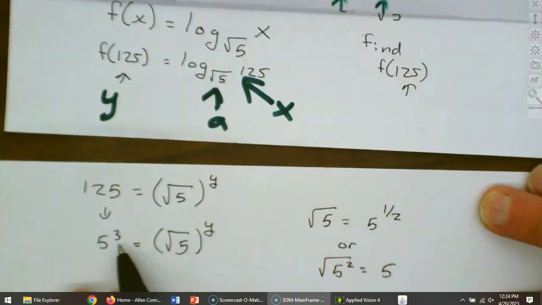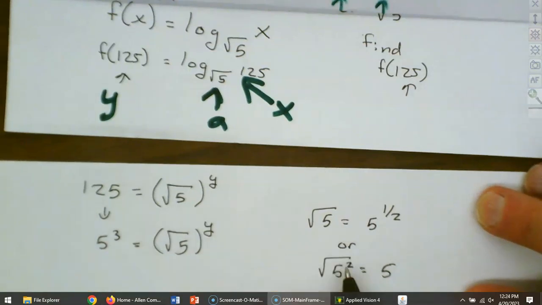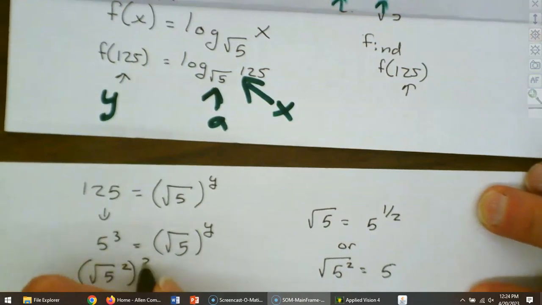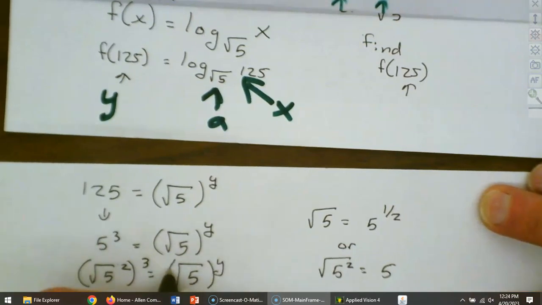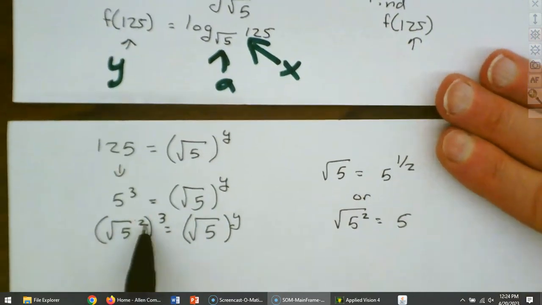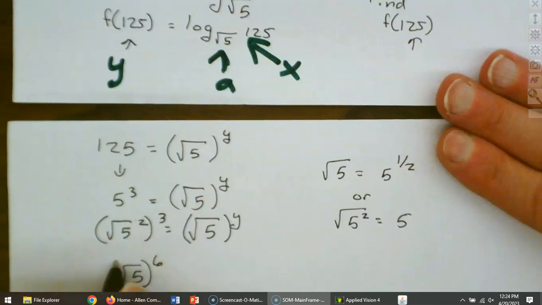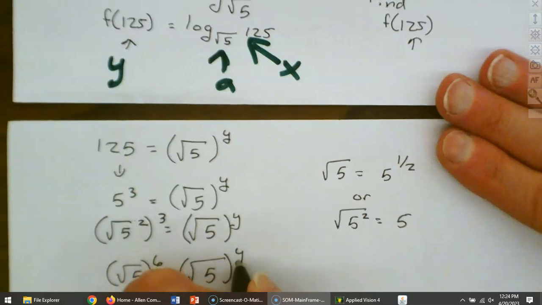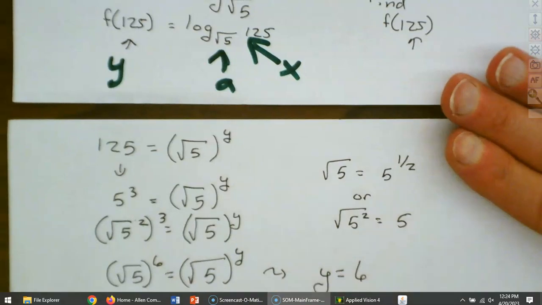We need to convert this. Now, we want to convert this to the square root, so we have to square that. So that'll be the square root of 5 squared to the third power. I know these are a little bit confusing, and sorry about rushing through this, but I want to make sure we finish it. Almost done. 2 times 3 is 6. And now our bases are the same. So what do we know about our exponents? They have to be the same. So y must equal 6.